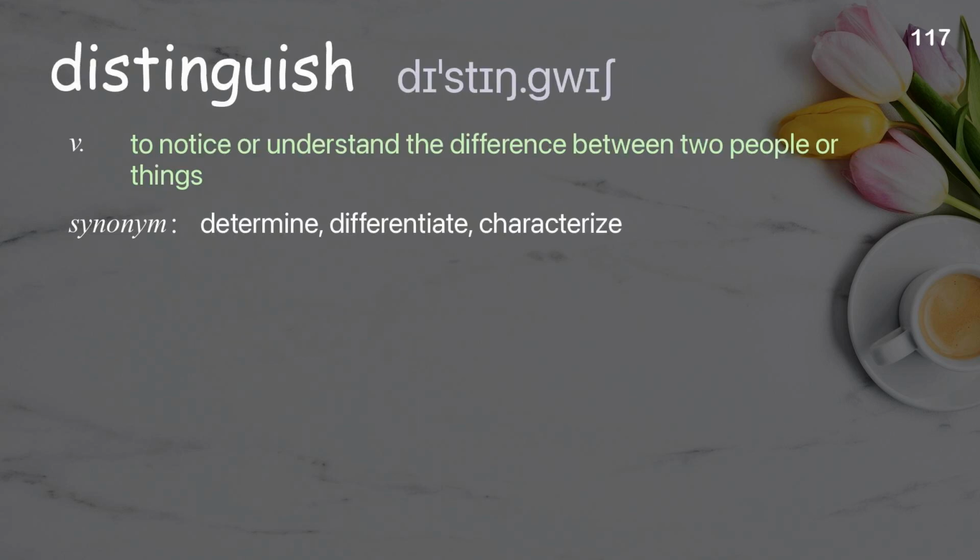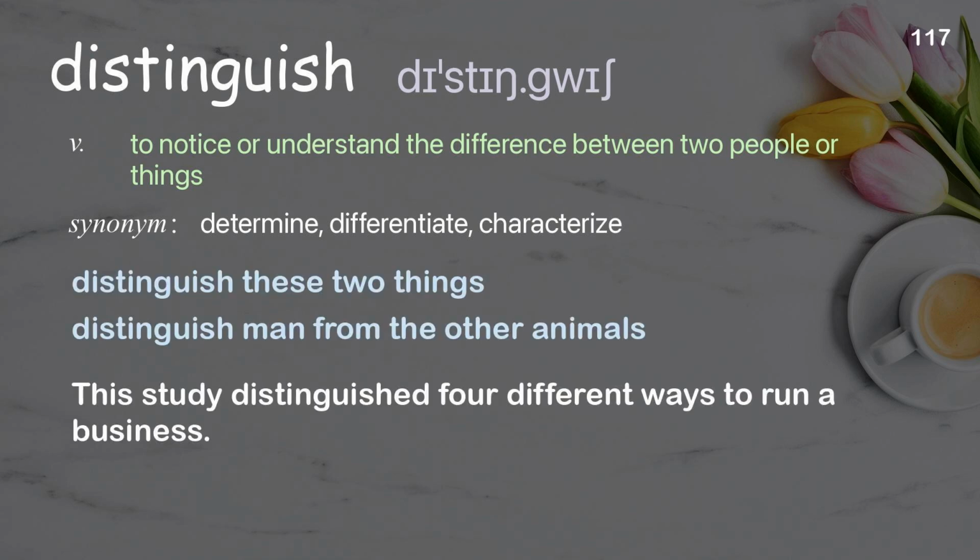Distinguish: To notice or understand the difference between two people or things. Examples: Distinguish these two things. Distinguish man from the other animals. This study distinguished 4 different ways to run a business.